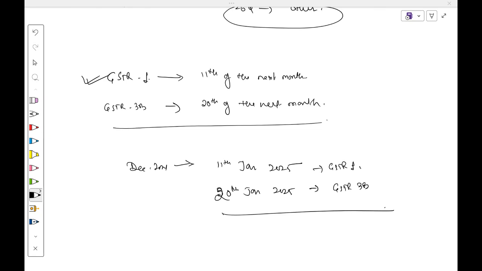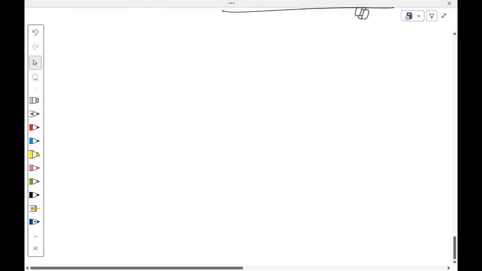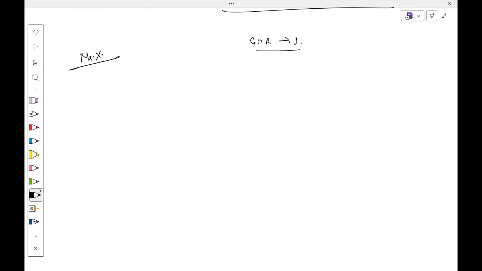In GSTR1, what is the modus operandi of the return? Try to understand. Theoretically, first we are going to discuss, and then we will move to the GST portal. Suppose Mr. X, in GSTR1, is supposed to report his sales, his supply, his liability. How to report that is interesting.